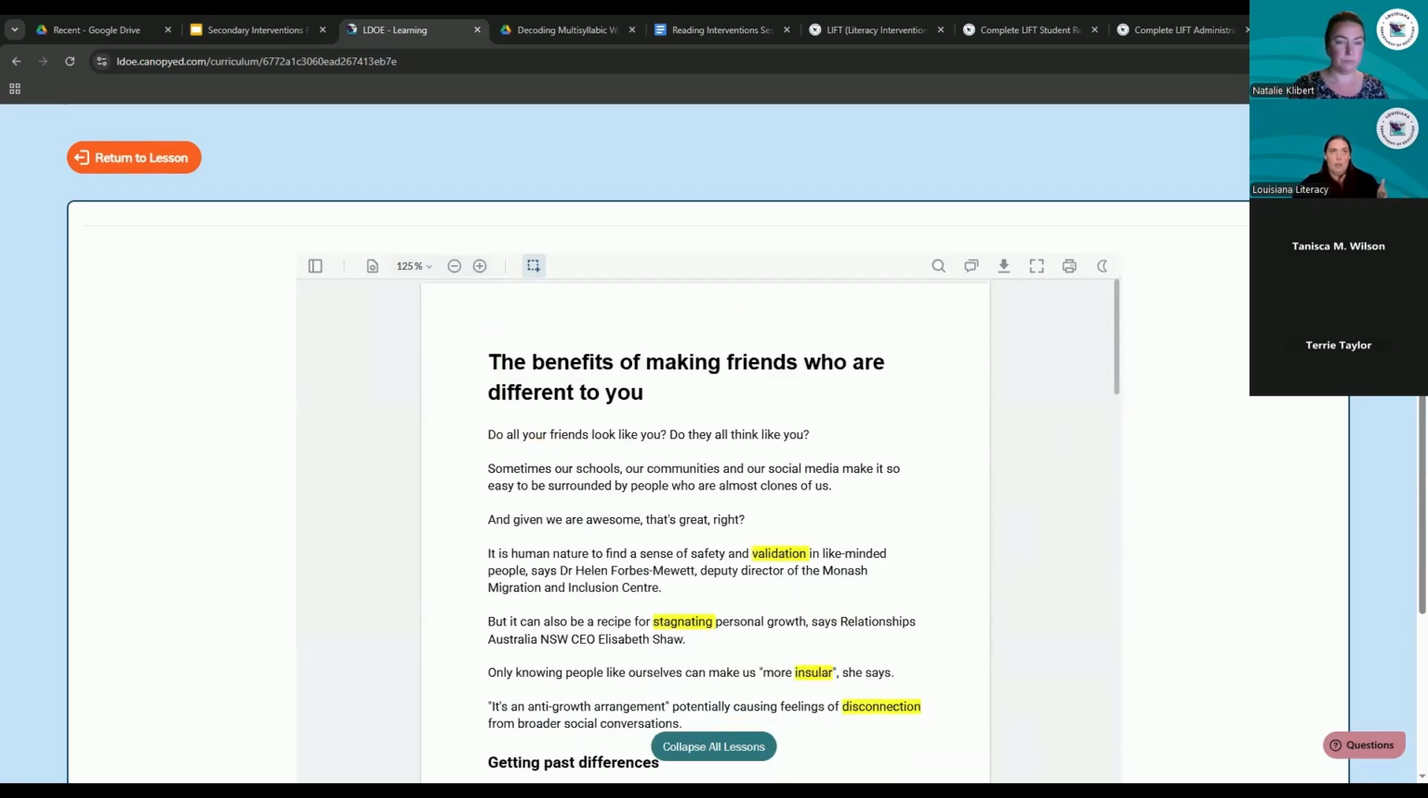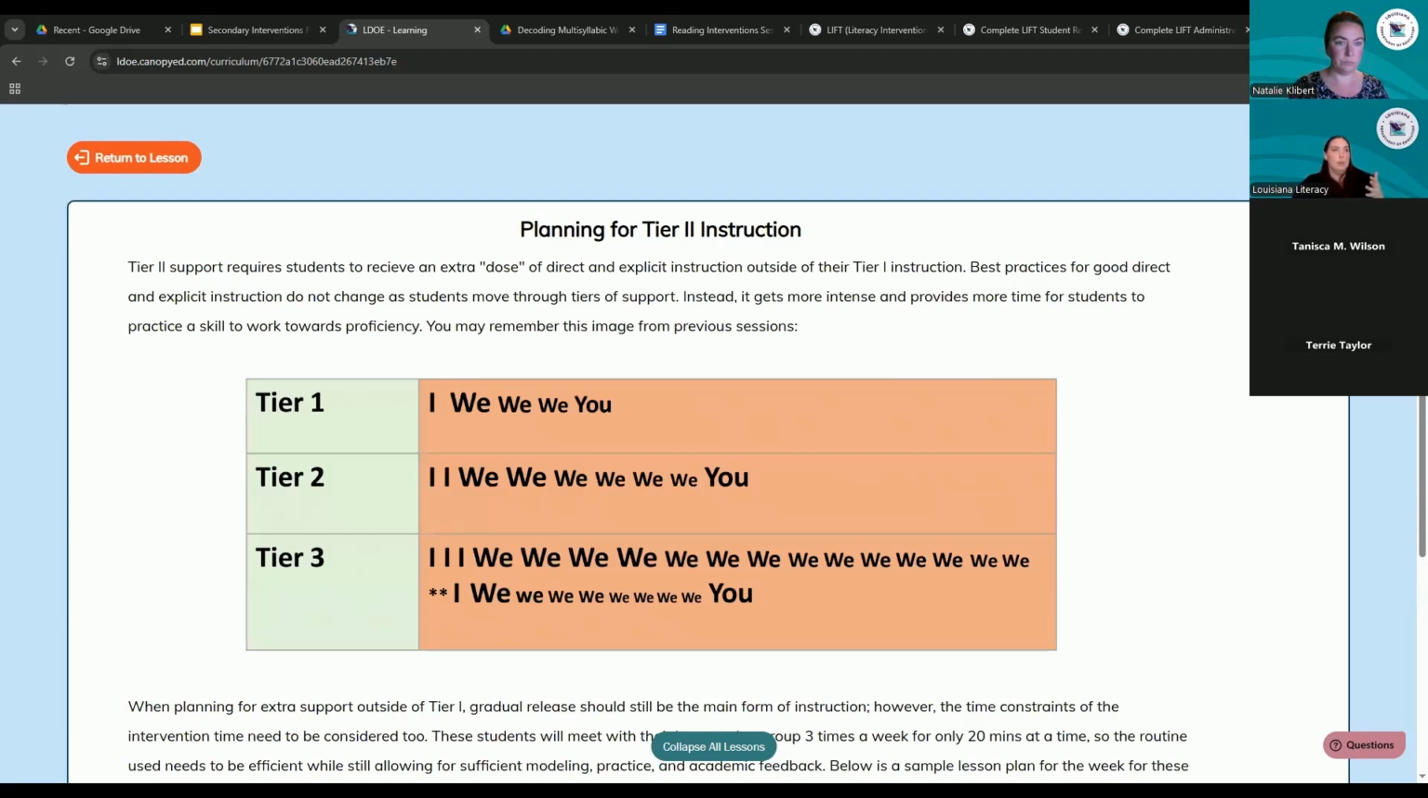Then I'm going to show you a sample lesson plan for tier 2 specifically. But before I do that, I want to remind you all, this is something we covered in our previous sessions, but just as a reminder, and for those of you who are new, tier 2 is where students need just a little extra dose, a little extra help with some specific skills or concepts that they're already going to be covering in their tier 1 support as well.